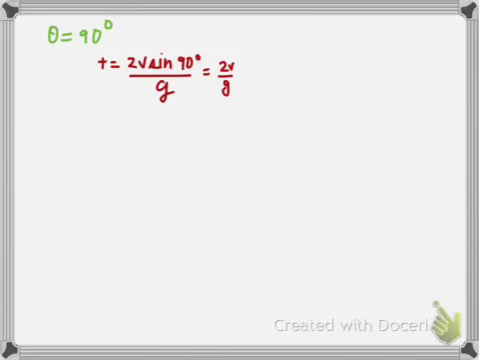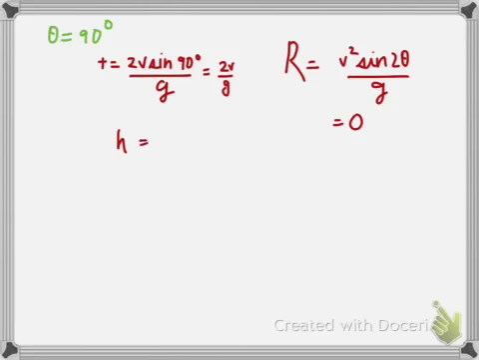Okay. And then we have the range. The range is v square sine of 2 theta by g, and we know that 2 theta is 180 degree, so sine of 180 degree will be 0, therefore the range is 0, right? And then we have the height. The height is v square sine square theta by 2g, right? So when we put 90 degree, sine will be 1, so the height will be equal to v square by 2g.